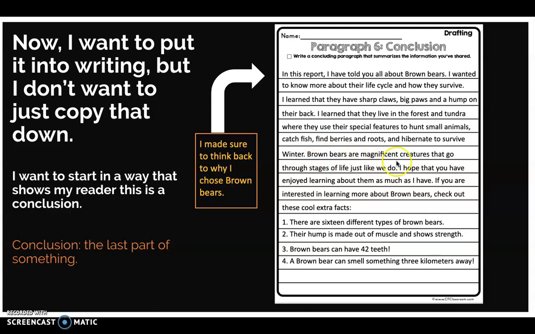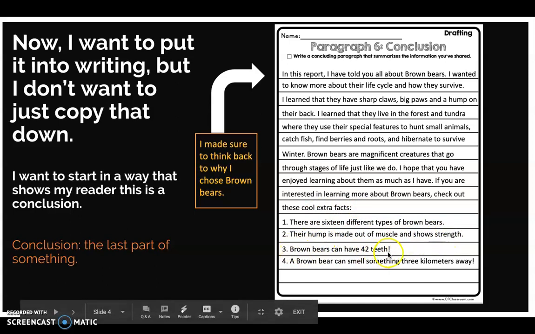Brown bears are magnificent creatures that go through stages of life just like we do. I hope that you have enjoyed learning about them as much as I have. If you are interested in learning more about brown bears, check out these cool extra facts. There are 16 different types of brown bears. Their hump is made out of muscle and shows strength. Brown bears can have 42 teeth, and a brown bear can smell something 3 kilometers away.